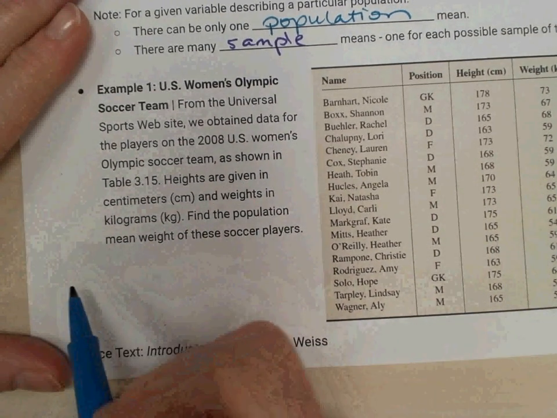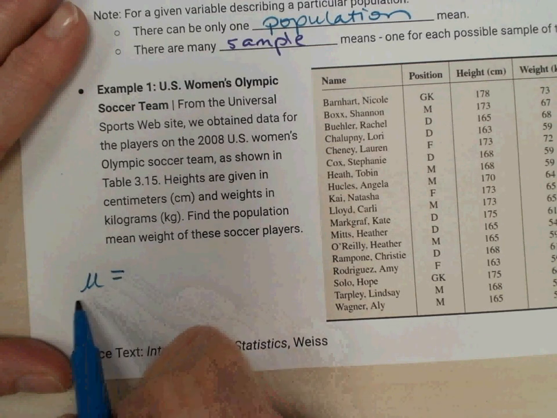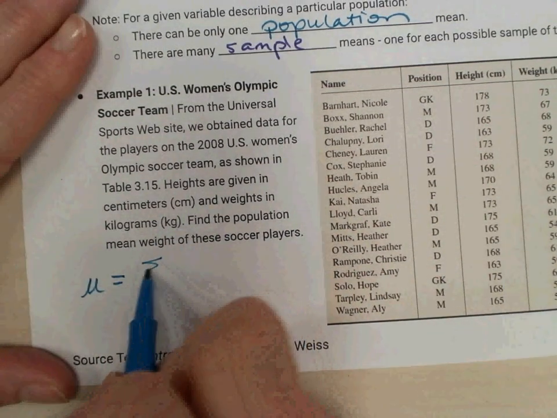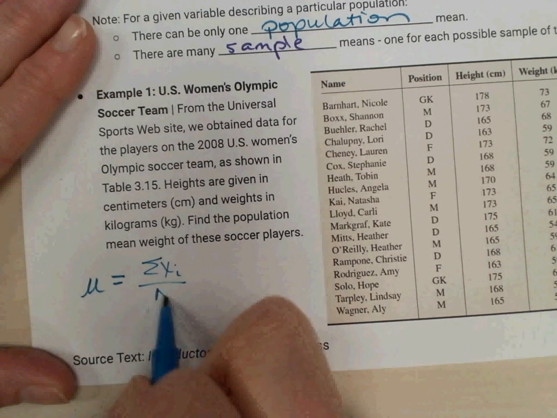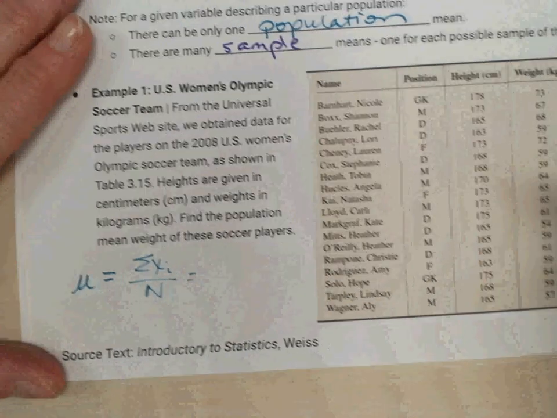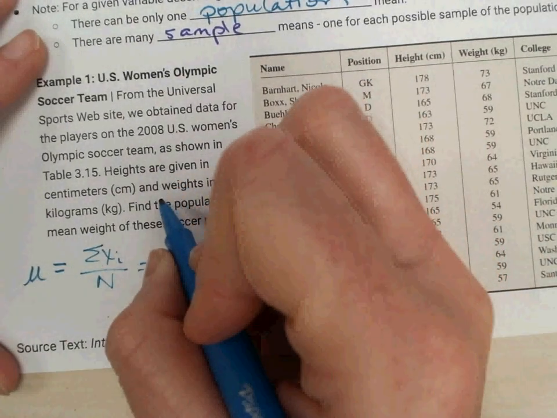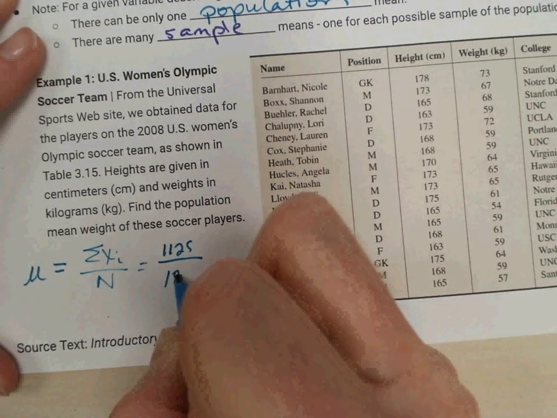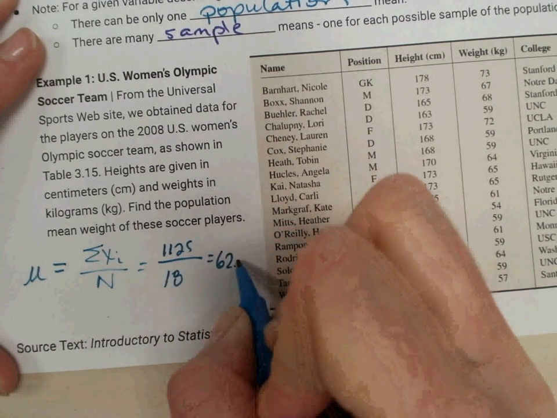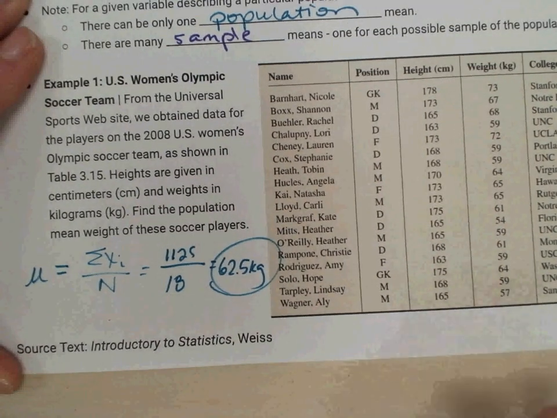So I'll just kind of do this for you. Mu, I want you to practice writing that letter. Mu is the sum of all the x values divided by n. If we add up all of these weights in kilograms, we get 1,125. We'll divide by how many there are, 18, and it's 62.5 kilograms. And that's it, population mean.